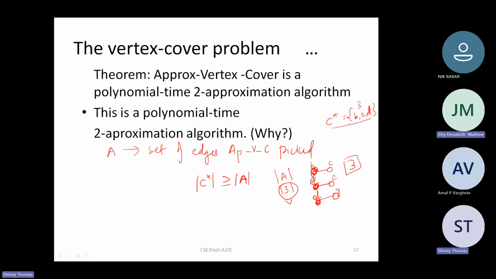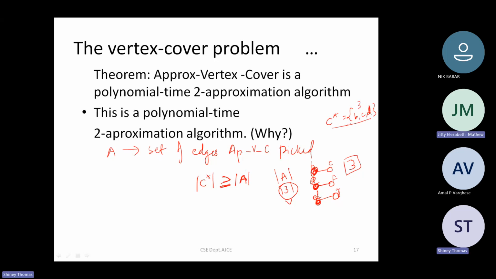So നമ്മൾ പിക്ക് ചെയ്യുന്ന എഡ്ജസും you can see none of them share an end point. So we can be sure that it will be equal. Okay, എന്തായാലും സെയിം വരും. C star may be greater than the number of edges that you pick. So it will be a lower bound on the optimal solution. So A is, you can say, a lower bound for the size of the minimum vertex cover, that is C star. So ഇതാണ് നമ്മുടെ first equation that we generated.